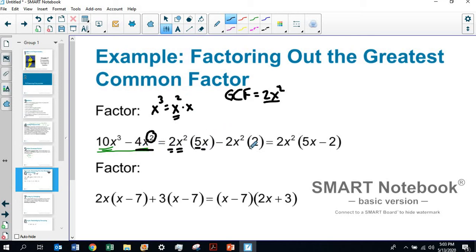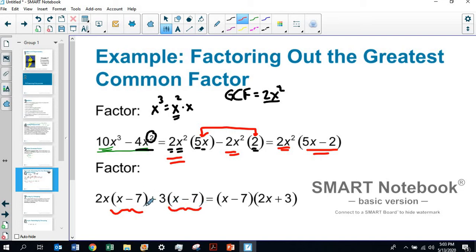Same thing with this one. Factor out the 2x squared. X squared divided by x squared is just a 1, and then 4 divided by 2 is just a 2. So that's what's left. Now you recognize that 2x squared is the same in both of these, and so now I undo the distributive property. I put the 2x squared out front, and I combine the 5x and the minus 2 in parentheses. Don't forget your parentheses, okay? In a similar fashion here, notice that x minus 7 is actually the common factor.